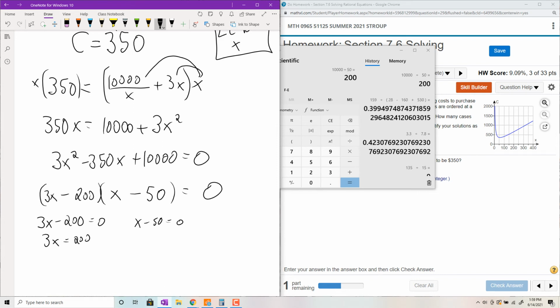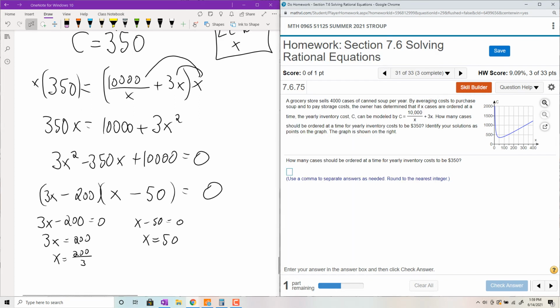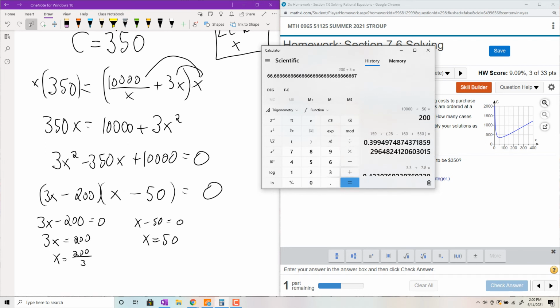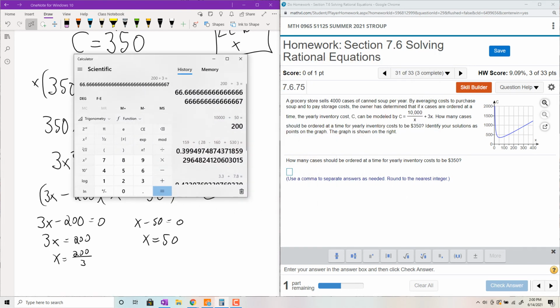So you're looking at some weird fraction here. And then from this guy, the number 50. Maybe there's a restriction here. Identify your solutions as points on the graph. The graph is shown to the right. How many cases? And they want, yeah, so we have more than one answer, and then they want us to round the 200 thirds. Okay, so 200 divided by 3 is 66.6 repeating, nearest integer. So 67 and then 50.